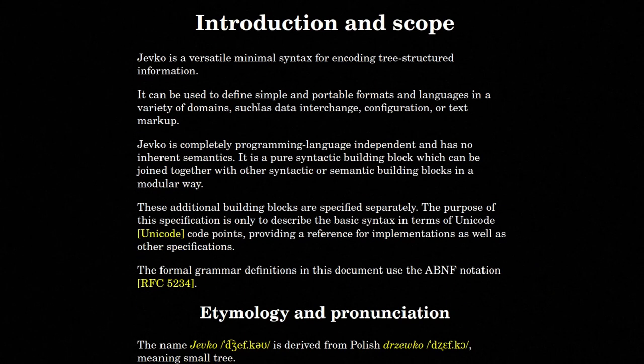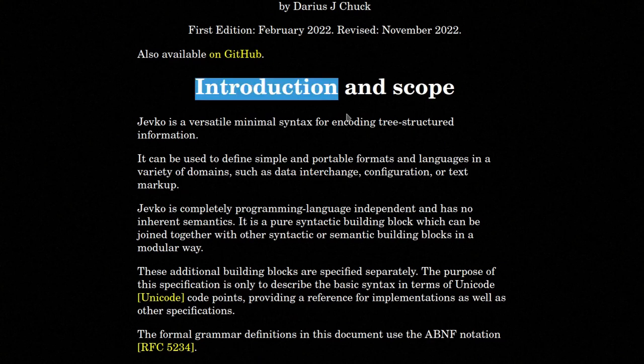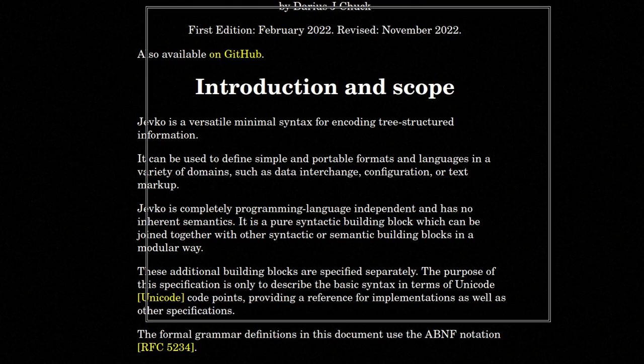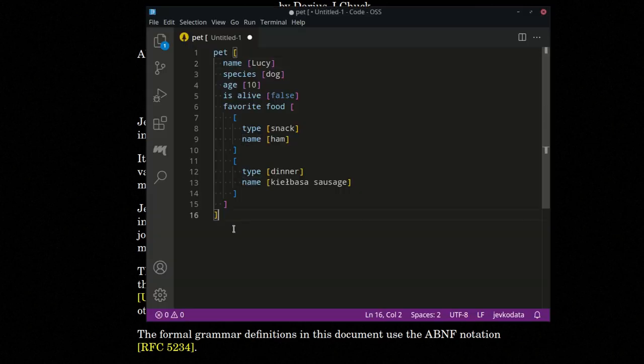And we're going to just start looking at the introduction here, and we're going to explain in detail what it says. So it starts by saying that Jevko is a versatile minimal syntax for encoding tree structure information. And what's that about? Well, let's look at an example.